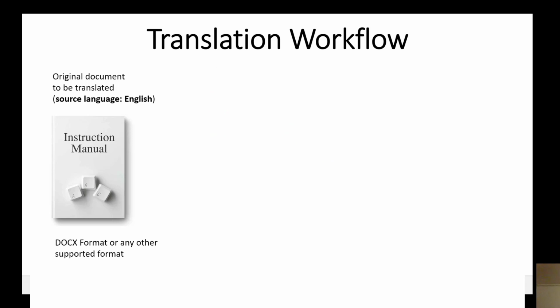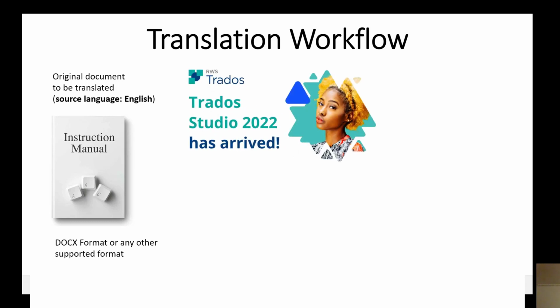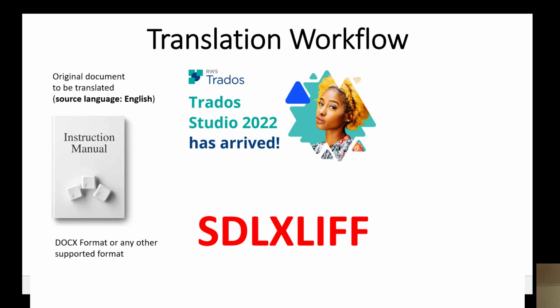Then once we have received the document that we need to translate, we need to open SDL Trados 2022. So the software will open up in our computer and we will start creating a project. And while we are creating the project, we will be asked to import the document that we want to translate, and we will be importing the instructional manual in docx format. And Trados Studio 2022 will create a related document called SDL-XLIF, which is the document where we are going to be working all through the translation workflow.